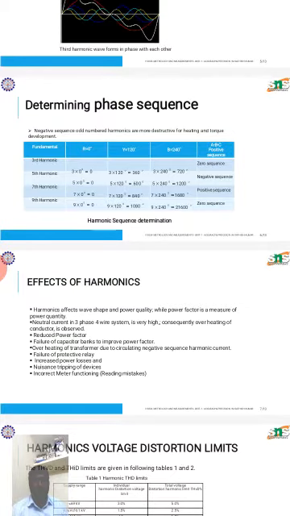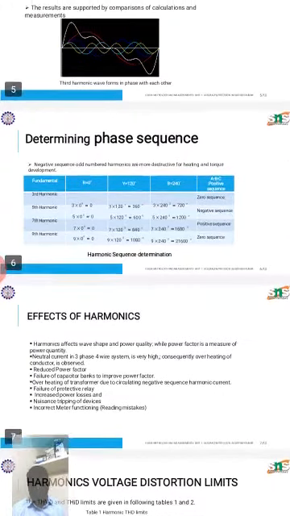First one, determining the negative sequence. Odd numbered harmonics are more destructive for heating and torque development. The following table is provided. Harmonic sequence determination: third harmonic, fifth harmonic, seventh harmonic, and ninth harmonic are also given in the table.